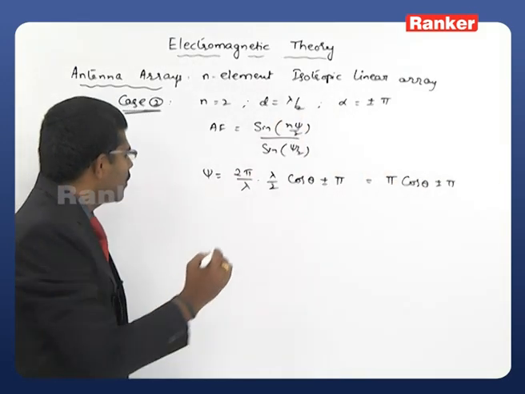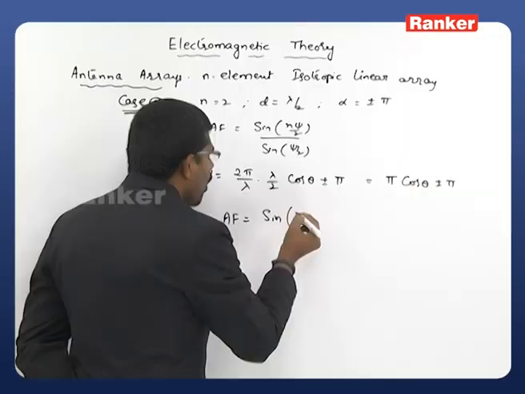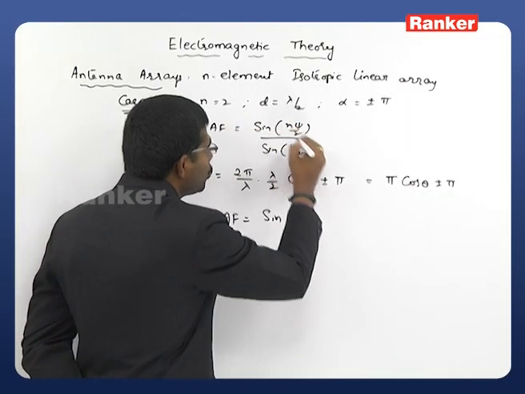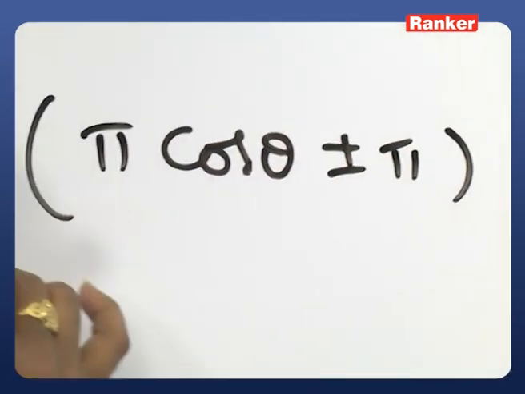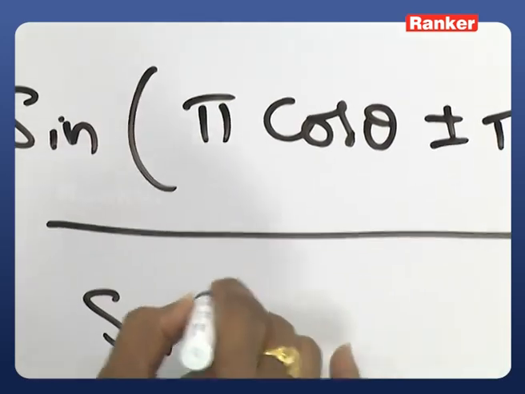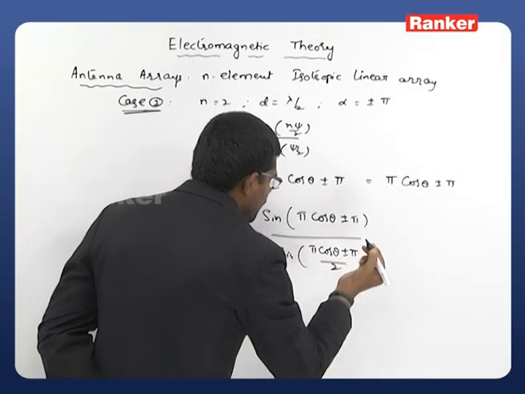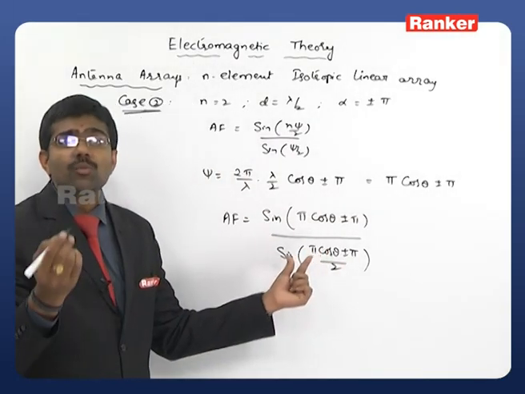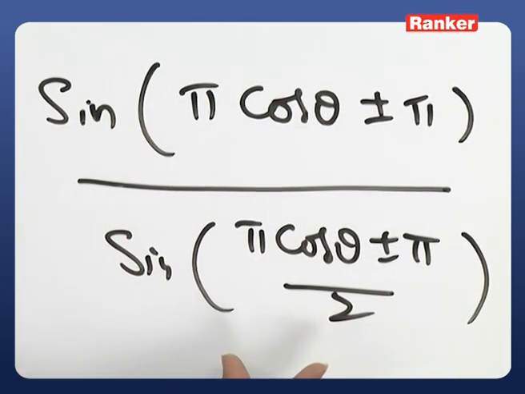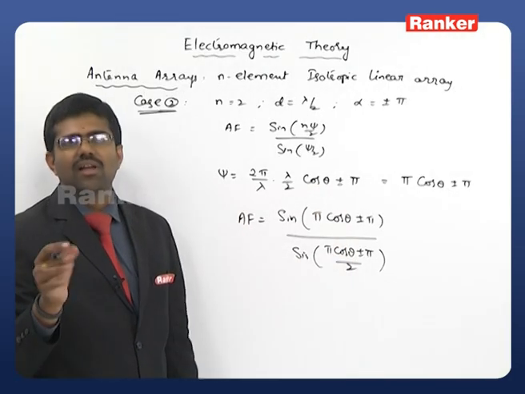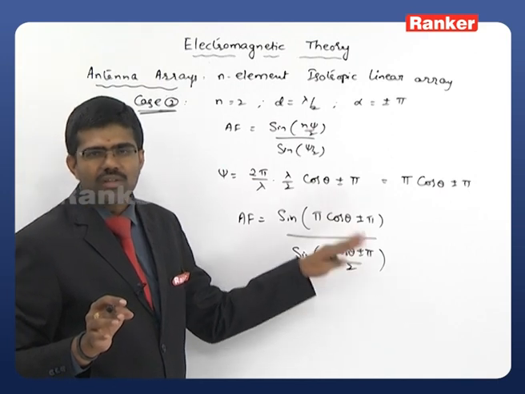So what is the modification you are supposed to make for our array factor? Array factor is sine of n, how many elements will be there? N is equal to 2, the 2 will be cancelled. Psi is pi cos theta plus or minus pi, divided by sine of pi cos theta plus or minus pi divided by 2. Now this is the array factor we are supposed to analyze. For the maximum radiation direction, take this array factor and analyze that one. For the minimum radiation direction, take this one and analyze this. So remember this equation, go for the analysis.